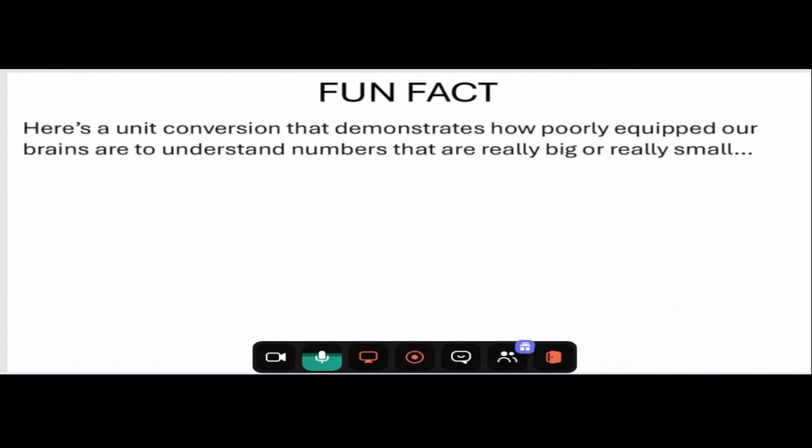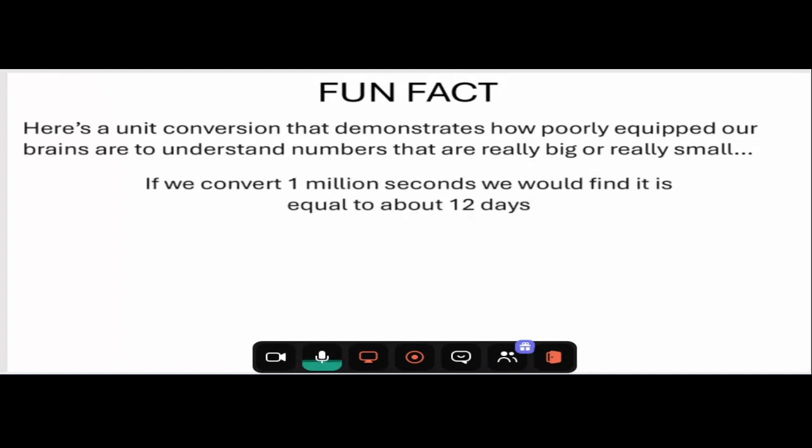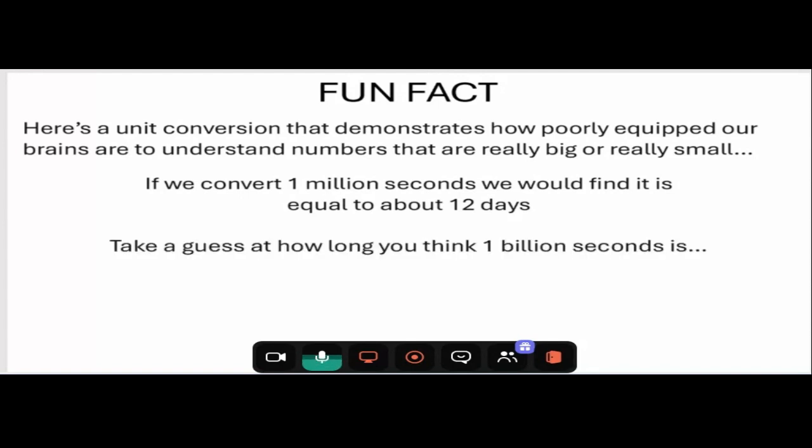Oh, yes. Okay, this is just a little bit of fun. There's a lot of studies showing how our brains are very, very poorly equipped to understand numbers that are really big or really small. So while we technically know that 1 billion is more than 1 million, if we were to convert 1 million seconds, we would find it is equal to about 12 days, 11 and a half days actually, but we'll say 12 days.